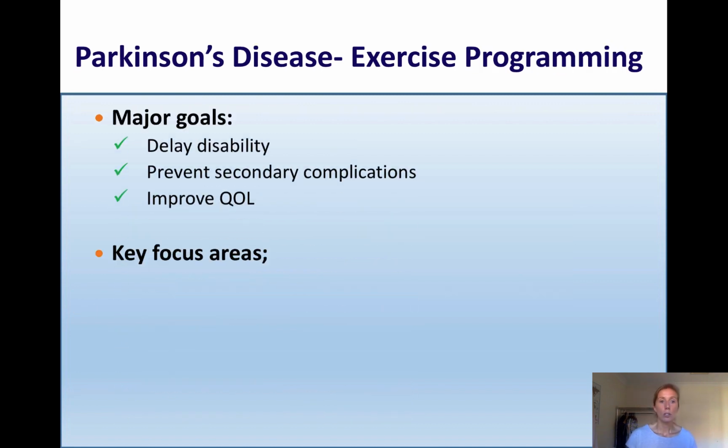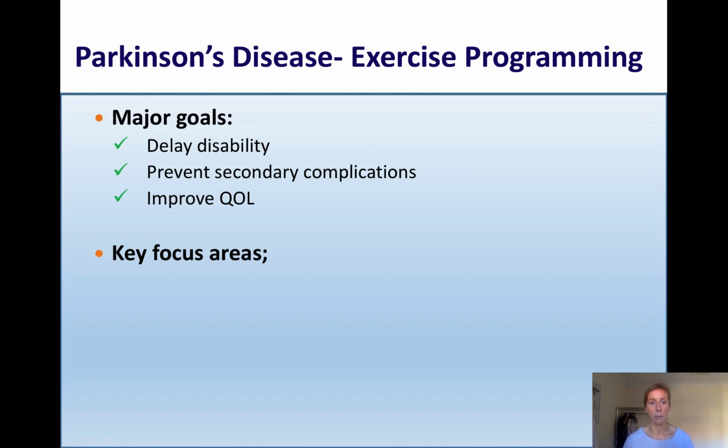So the major goals, we want to delay disability as much as possible. So that's going to be key. As we know, guys, we want to prevent our secondary complications and we want to improve quality of life. Okay, so, you know, pretty global, pretty much relatable to all our different chronic conditions. But again, we can say it as many times as we want, but when it comes to working with an individual, if we can hit these things and make it happen, it's going to have a profound impact on their life ultimately.